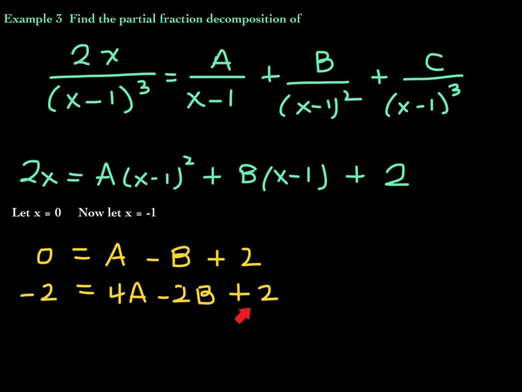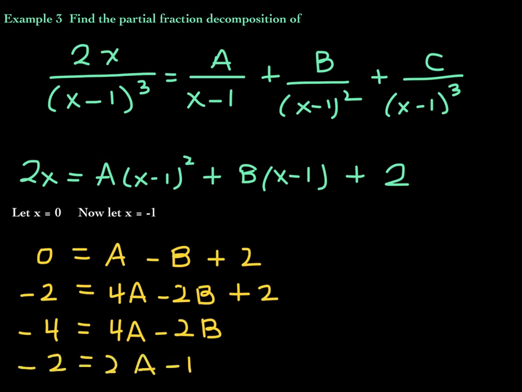But we can simplify this a little bit. Let me subtract 2 from both sides, and I can rewrite this as -4 is equal to 4a minus 2b. Actually, I can do better than that. I can divide everything by 2, and I'll get negative 2 is equal to 2a minus b.